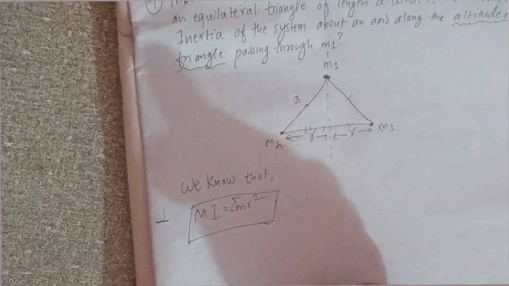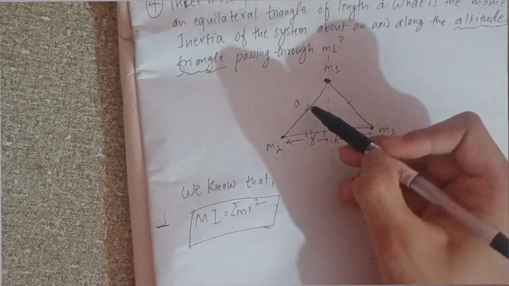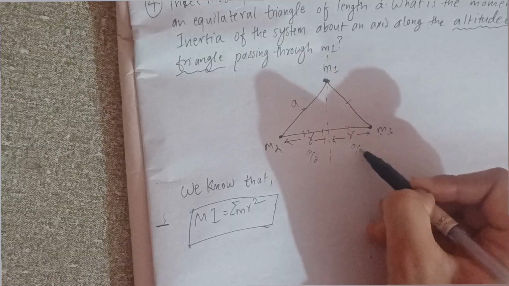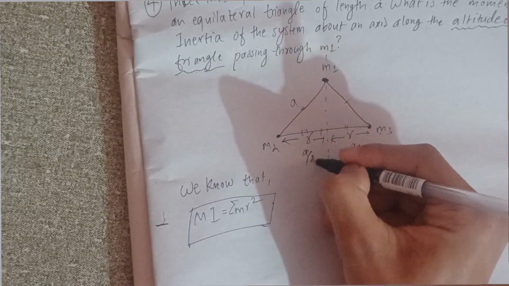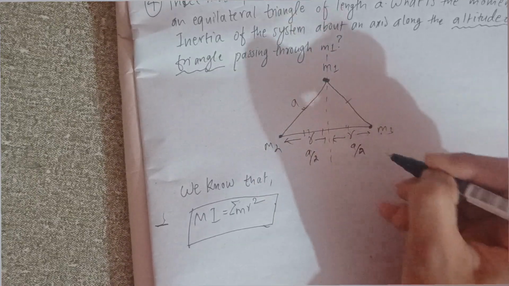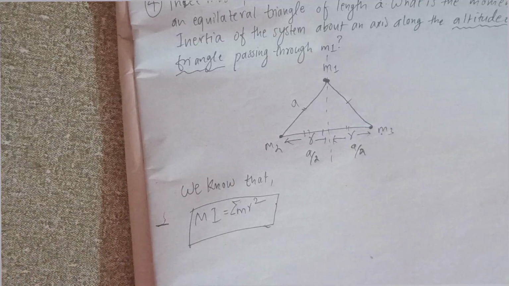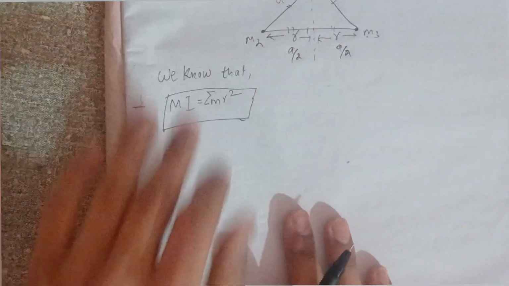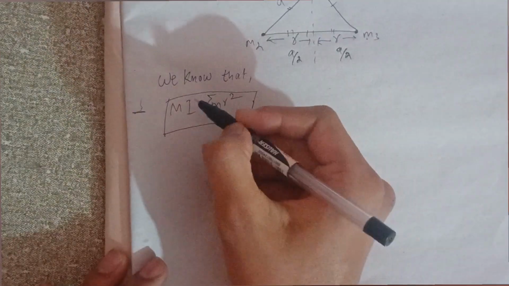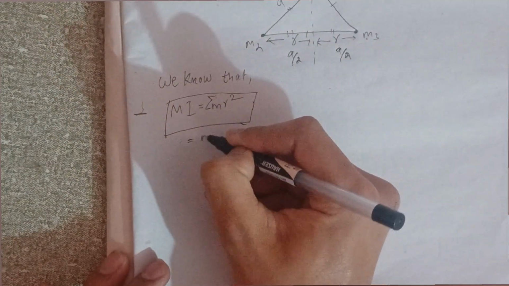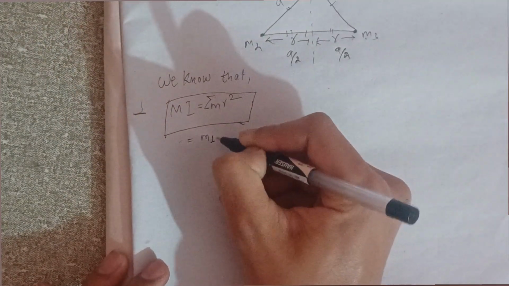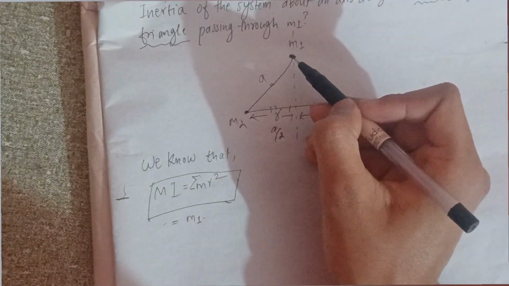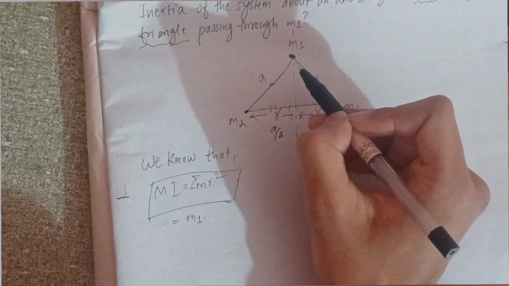The question made it easy for us. Since all of the sides are a, this is basically a by 2. This is also a by 2. If the question had not given anything like that, we would need to go further to Pythagoras theorem and other complications. But right now we don't have to do anything like that. We can simply assume that much, and now we can write m1 into the radius 0, because this lies on the axis.